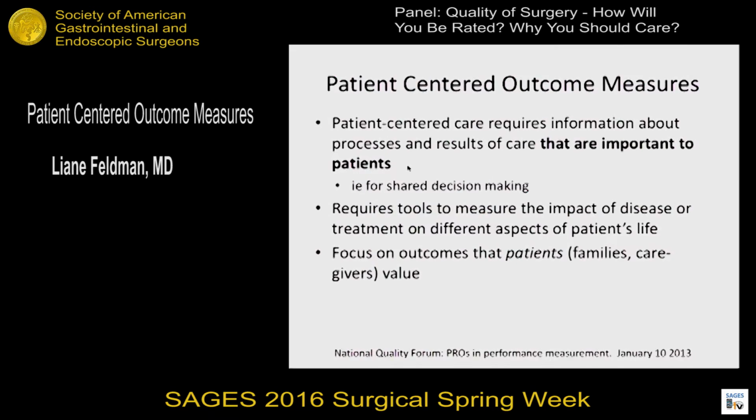Okay, so why does that matter? Because patient-centered care is one of the six pillars of high-quality care, along with safety and efficiency and all those other things. And if we're going to provide patient-centered care, we need information about care processes and outcomes that are important to patients. So if we're going to give information about options of treatments, surgical approaches, medical approaches, we need to be able to provide that so that we and the patients can pick the best option. In order to do this, we need the right tools. We need tools to measure the impact of disease and the different treatments on different aspects of a patient's life. And this is meant to focus on outcomes that patients, families, and caregivers value, not only satisfaction.